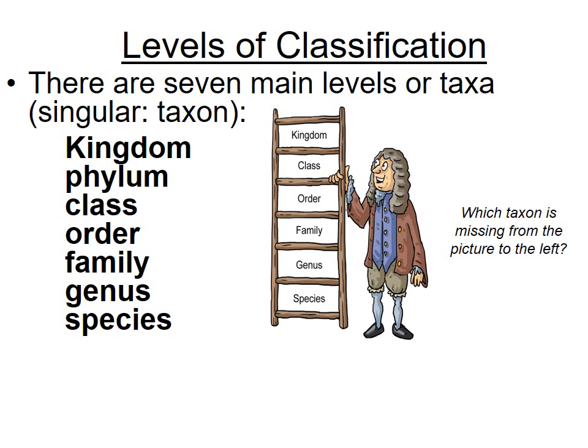So we have the 7 layers of classification, or the 7 taxa. You should know them: kingdom, phylum, class, order, family, genus, species. There are some tricks that you can come up with in order to remember this in that specific order.